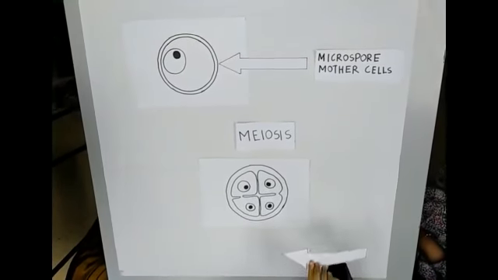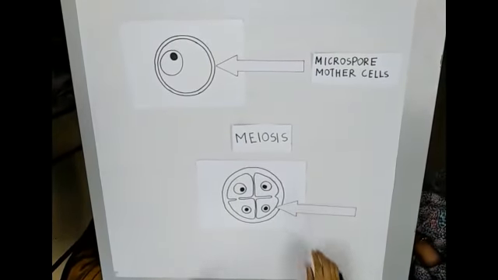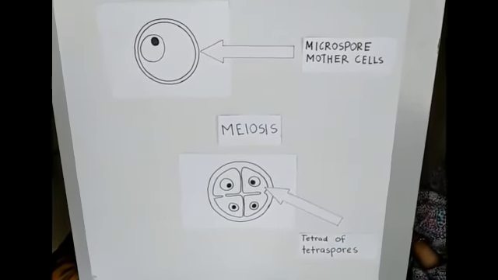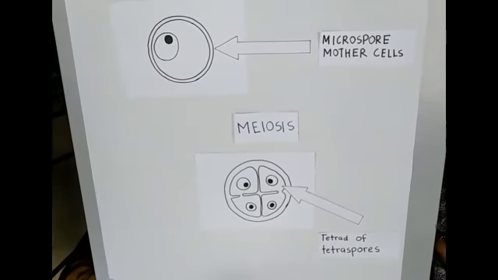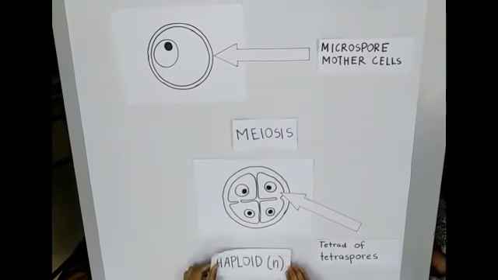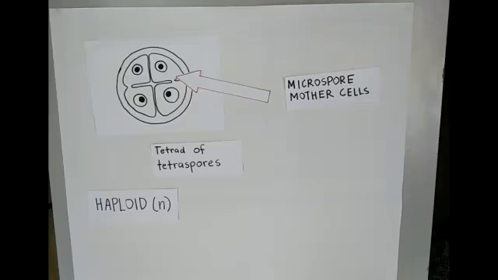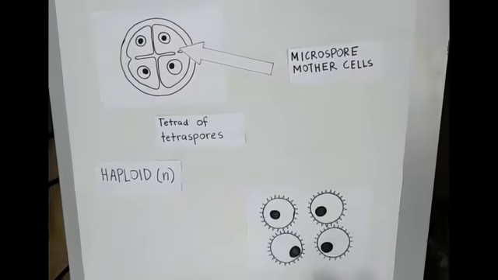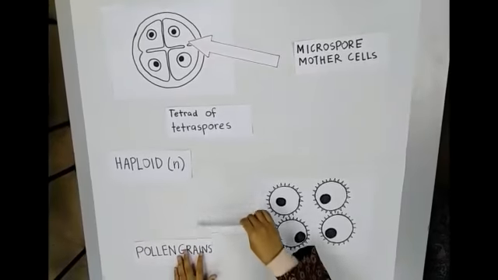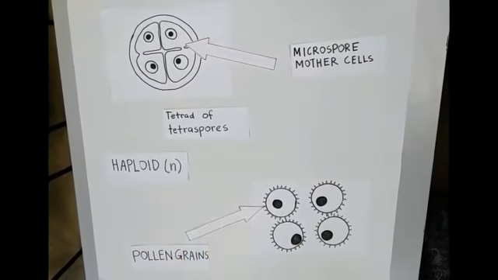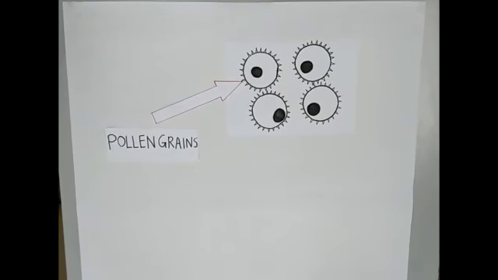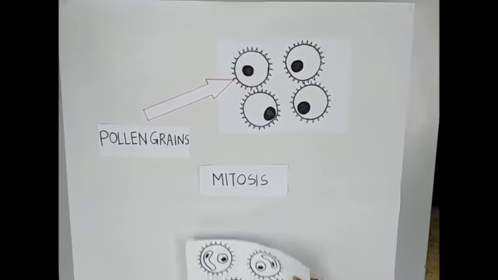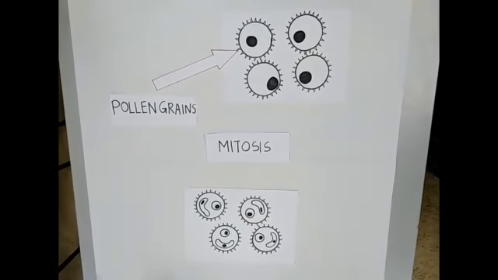This cluster of 4 microspores is called a tetrad or tetraspores. Each microspore in the tetrad is haploid. Each microspore in the tetrad grows into a pollen grain. The nucleus in the pollen grain divides by mitosis to form a generative nucleus and a tube nucleus.